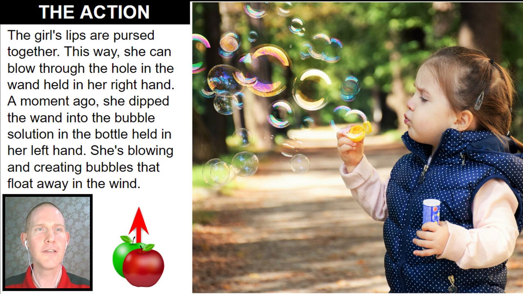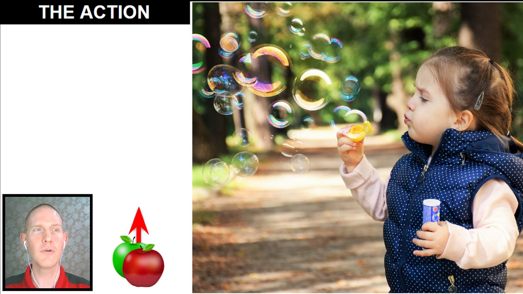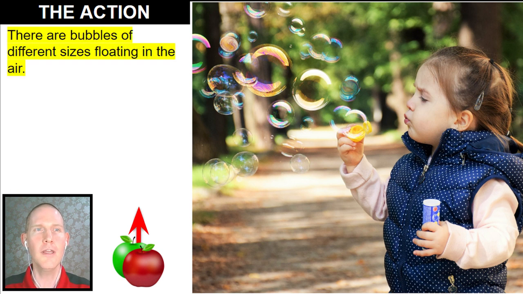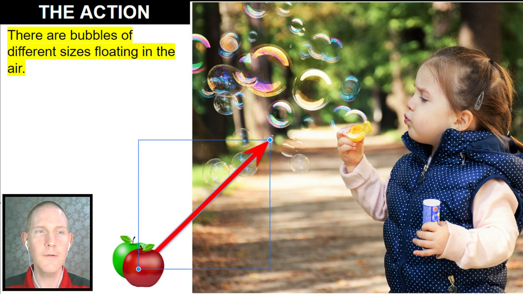All right. More action, more details. Here we go. There are bubbles of different sizes floating in the air. All right, so if we look, we can see a big fat one in the middle, and then there are smaller ones and little tiny ones like right there. Let's see if I can point at it. There's a little tiny one right there. Right, so they're all bubbles.